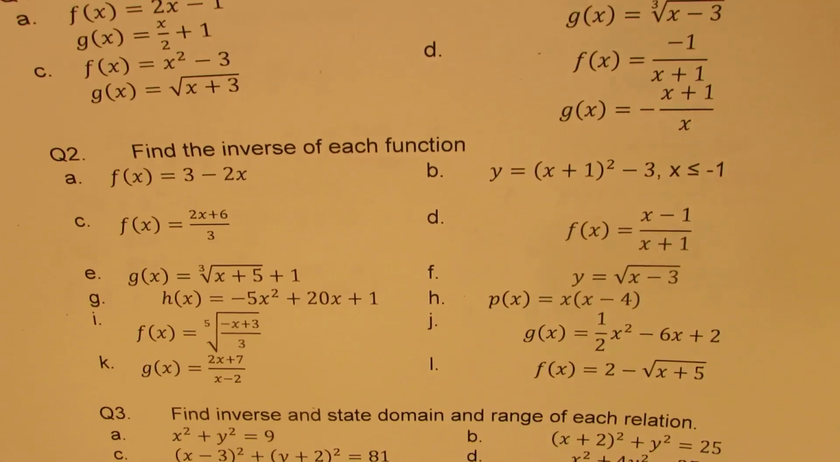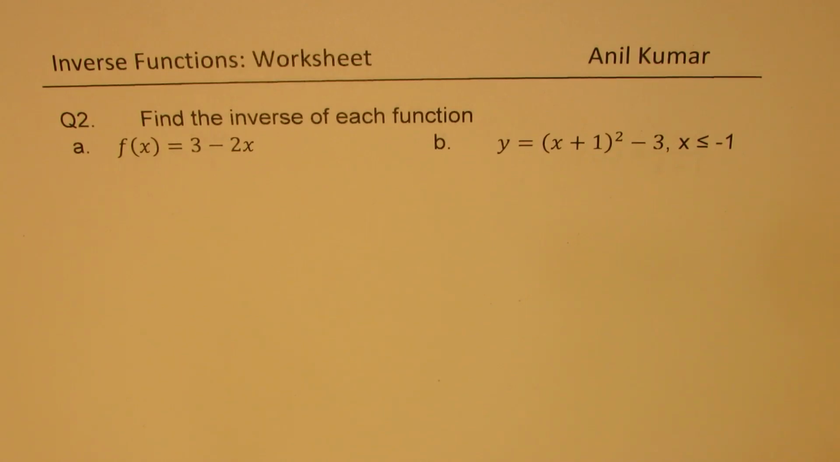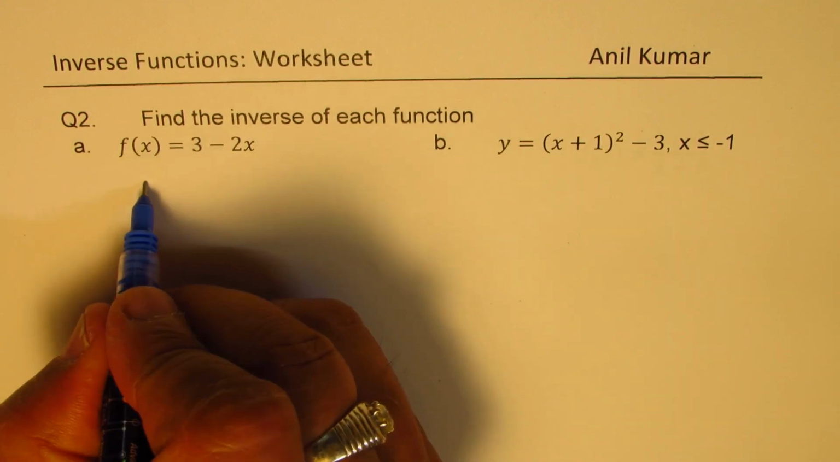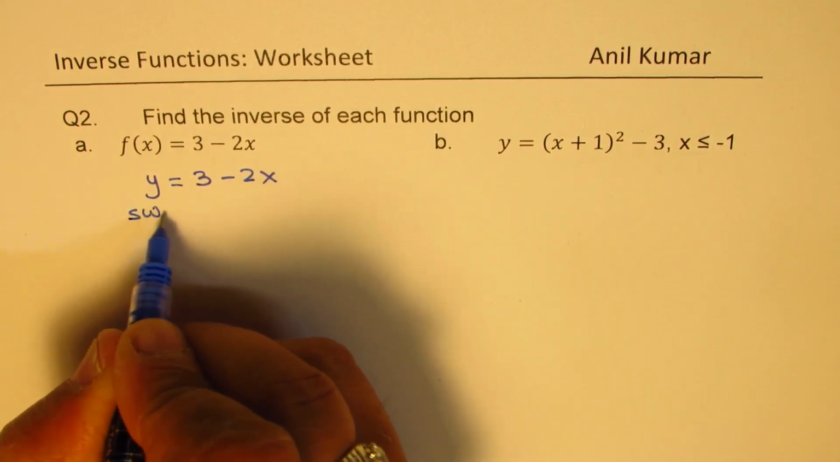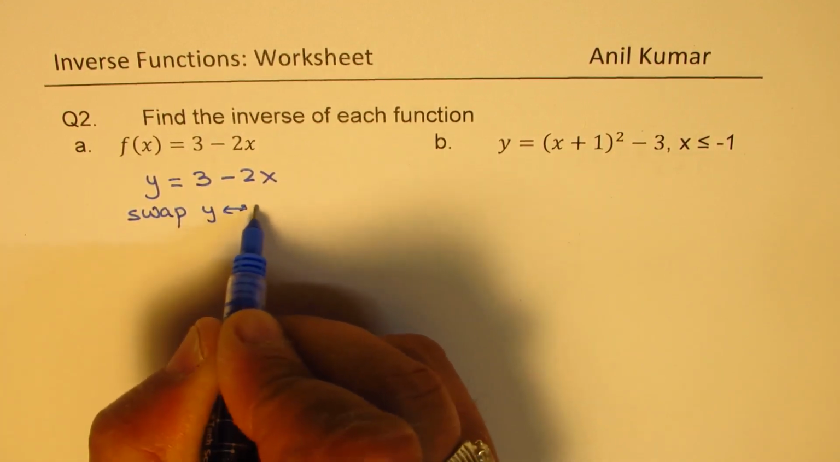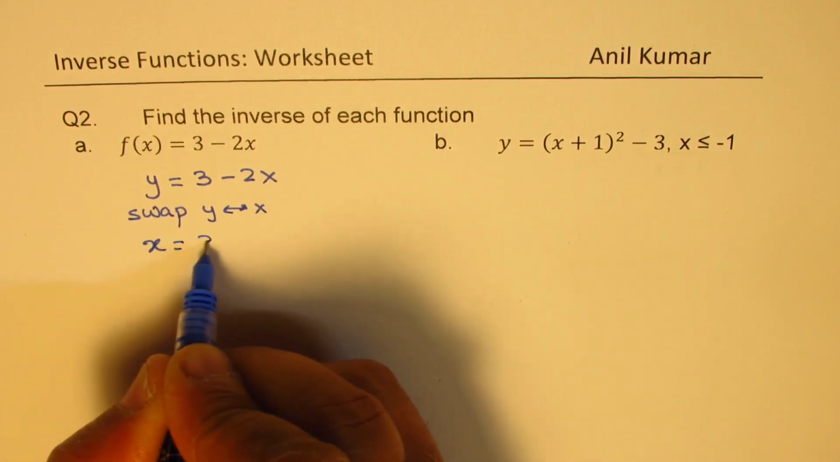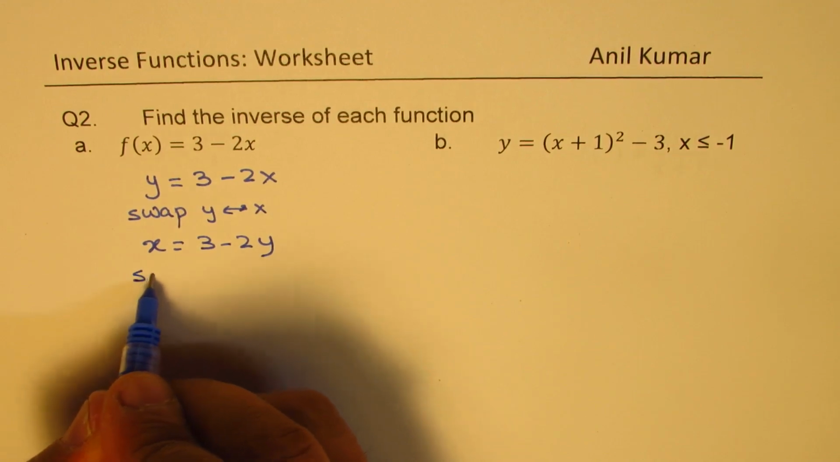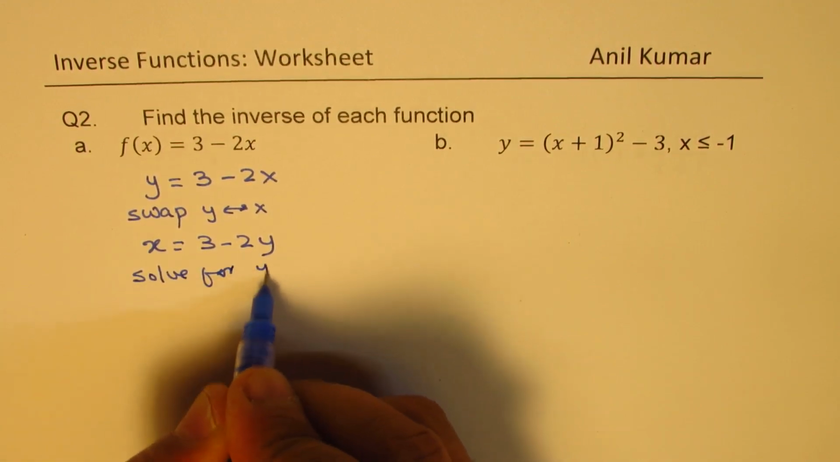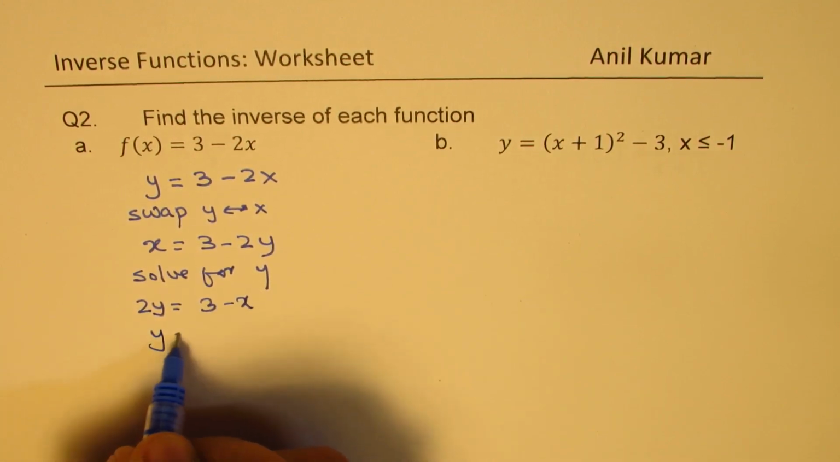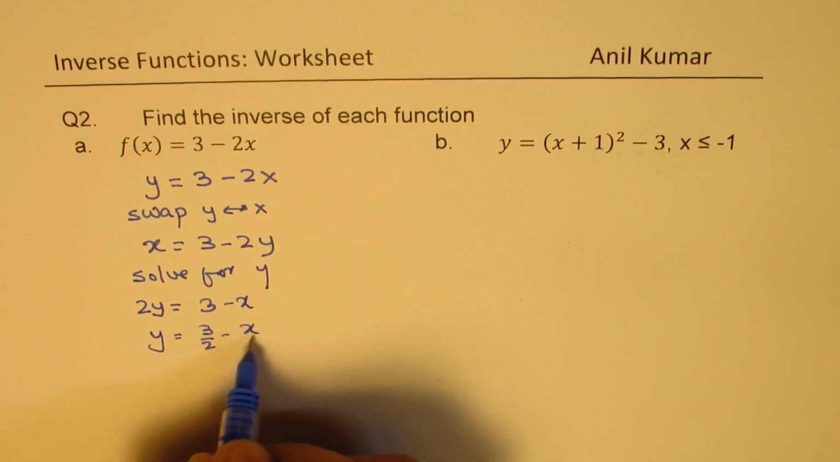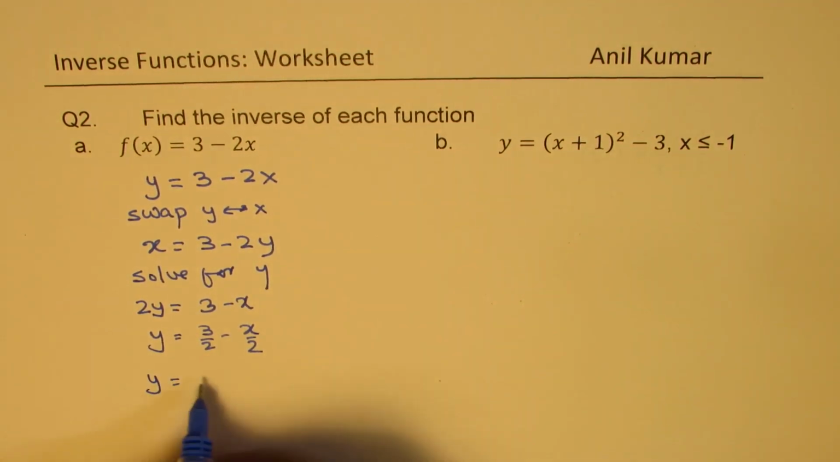So many examples. We'll do them one by one, beginning with a linear function. So the strategy to find inverse is write the function as y equals 3 minus 2x. Next is swap y with x. So when we swap, we get x equals to 3 minus 2y. And then the step is to solve for y. So when you solve for y, we get 2y equals to 3 minus x. Y is 3 over 2 minus x over 2, which is better written as minus x over 2 plus 3 over 2.